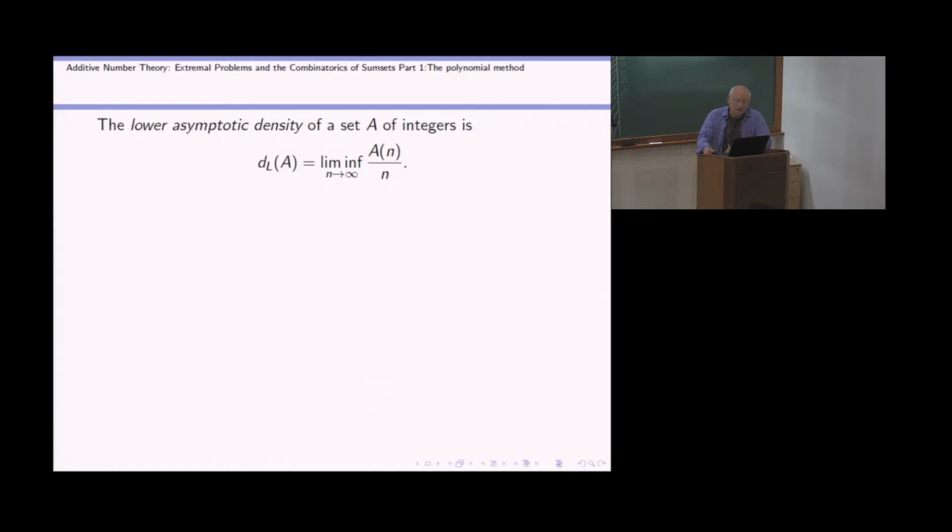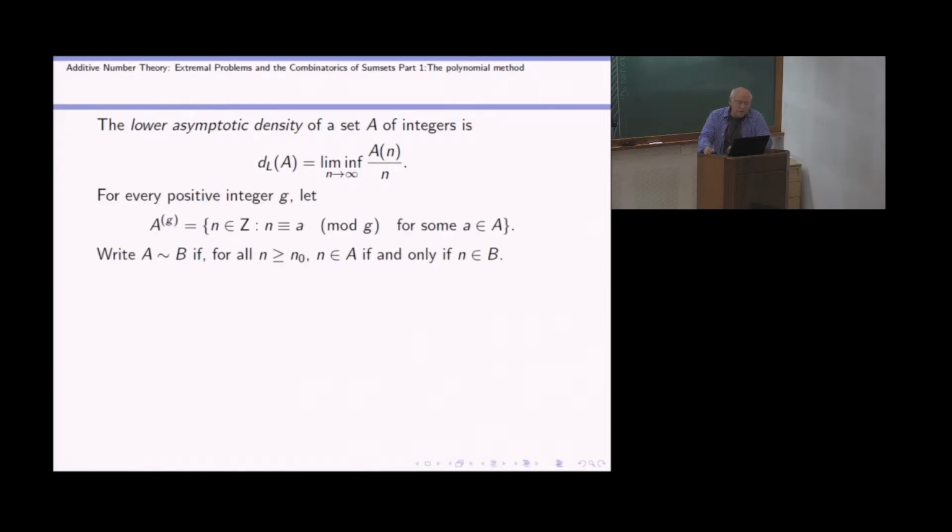The lower asymptotic density is more natural. You take the lim inf of A(n) over n. And if the limit actually exists, I didn't write this down, but if the limit exists, then we just call it the asymptotic density of the set A, and we drop the subscript L. So that's the lower asymptotic density of a set of integers. And there is a truly beautiful theorem, unknown to practically the entire mathematical world, about the asymptotic density of sumsets.